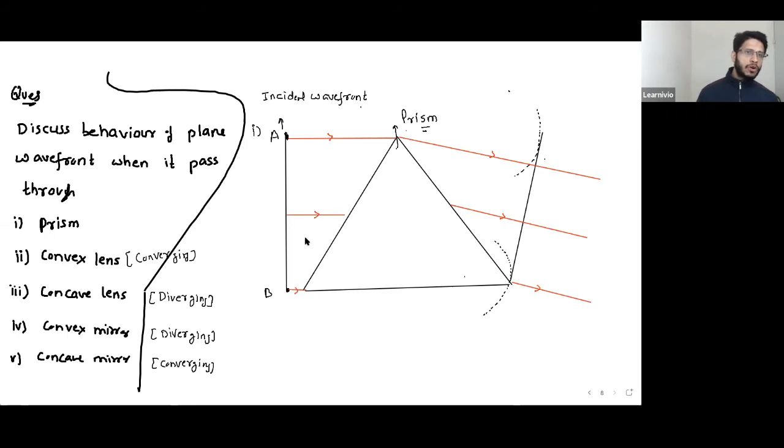Now, for all these four cases, like convex lens, concave lens, convex mirror, concave mirror, I will not use the complete Huygens principle. We'll do this using shortcut tricks. For shortcut tricks, you should remember that a convex lens is converging, a concave lens is diverging, a convex mirror is diverging, and a concave mirror is converging. So I'll use shortcut methods for the rest. Second one, if you want a convex lens, so this is the convex lens.